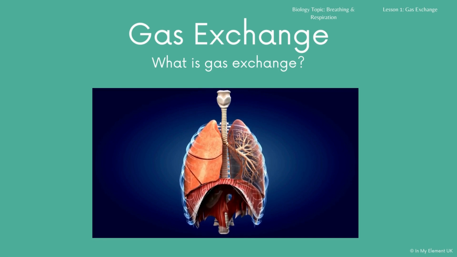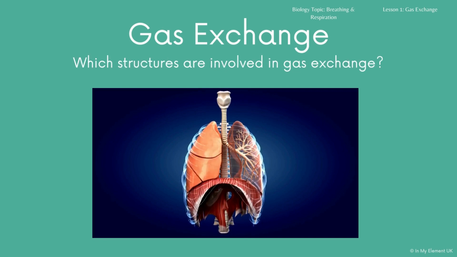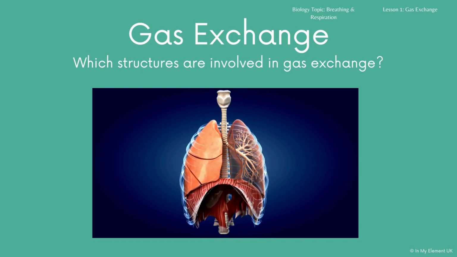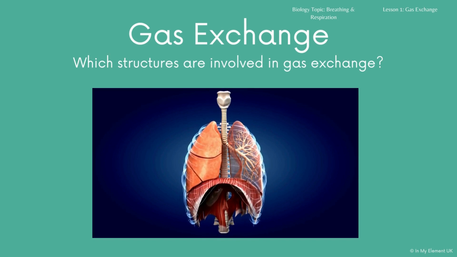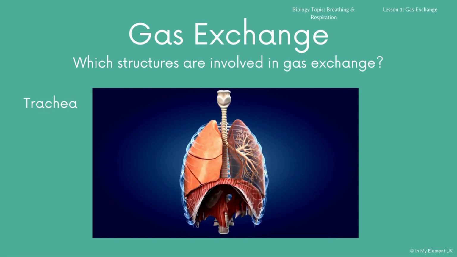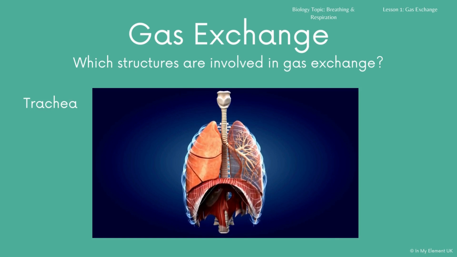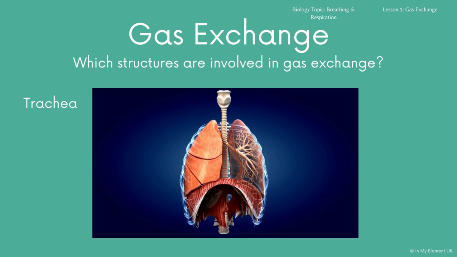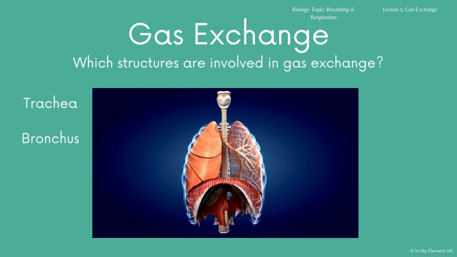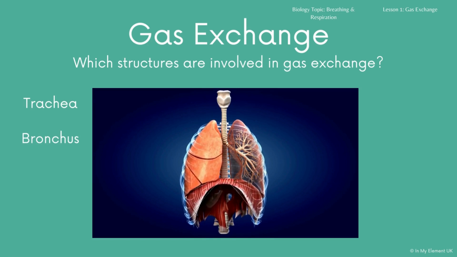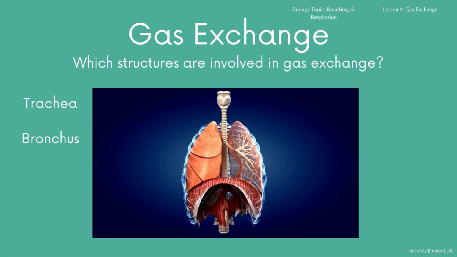Okay, now you need to understand what gas exchange is and which structures are involved in gas exchange. So we'll run through the different structures. So you've got the trachea. The trachea is here. Okay, some people refer to that as your windpipe. We'd like you to call it the trachea. You've also got the bronchus. Bronchi come off, there's two of them, they come off the trachea here and lead into the lungs.